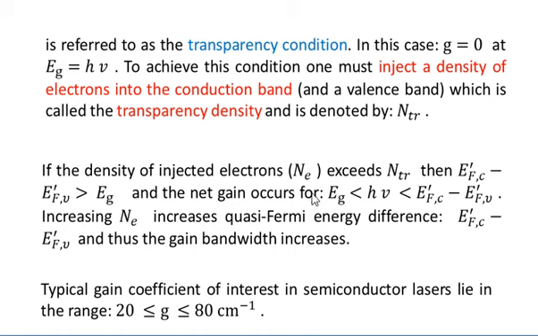When Ne has exceeded NTR, the quasi-Fermi level has moved into the conduction band and the other quasi-Fermi level has moved into the valence band. Increasing Ne increases the quasi-Fermi energy difference, EFc prime minus EFv prime. So the more Ne you have, the more is the separation between the two Fermi levels, and thus the gain bandwidth increases.